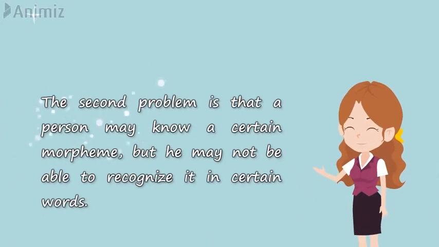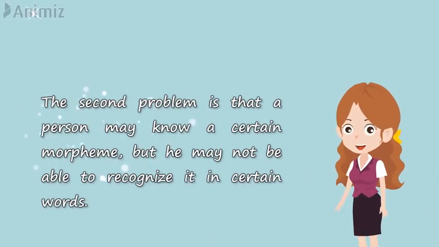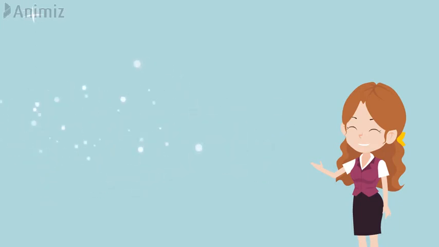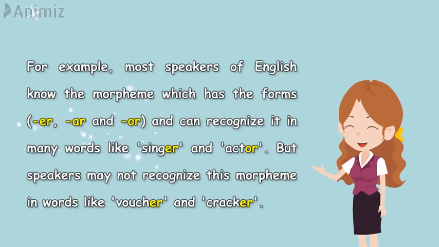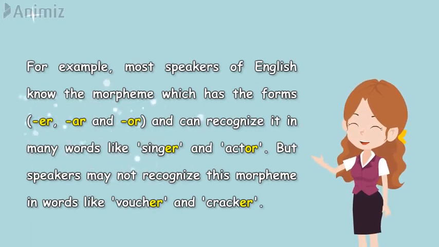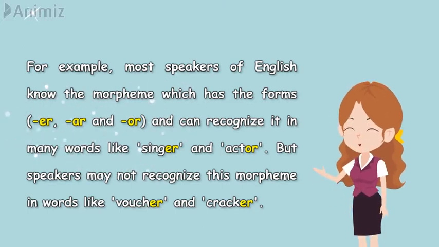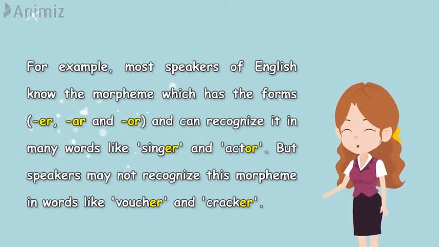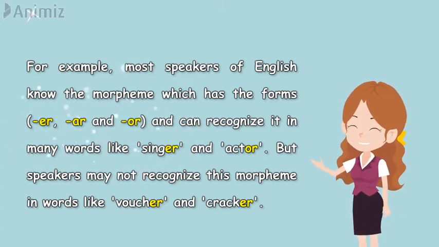The second problem is that a person may know a certain morpheme, but they may not be able to recognize it in certain words. For example, most speakers of English know the morpheme which has the forms er and or, and can recognize it in many words like singer and actor. But speakers may not recognize this morpheme in words like voucher and cracker.